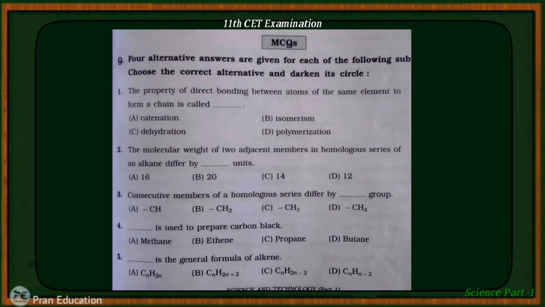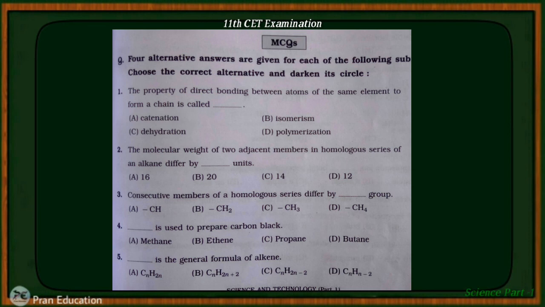Okay, let's start another chapter. MCQs. Four alternative answers are given for each of the following sub-questions. Choose the correct alternative and darken its circle. First, the property of direct bonding between atoms of the same element to form a chain is called dash. Options: A. Catenation, B. Isomerism, C. Dehydration, D. Polymerization. The correct option is option A.